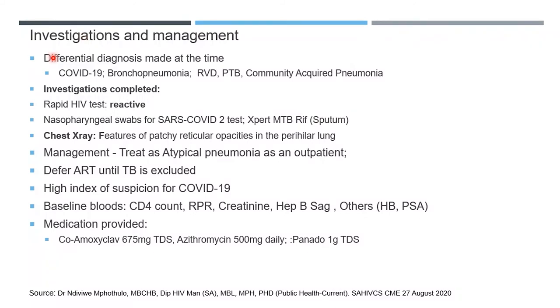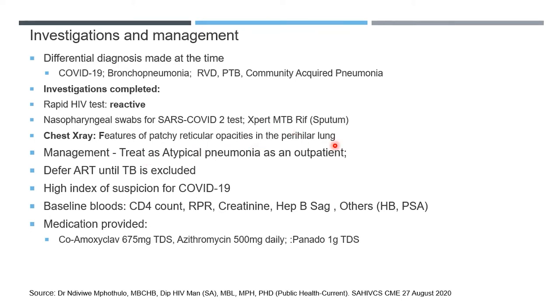What they had placed as their differential at the time, because this is the era of COVID, was COVID-19, a bronchopneumonia, the possibility that this would be RVD-related, a community-acquired pneumonia, and PTB would always be in the mix whenever we are considering any respiratory opportunistic infections. He tested HIV positive. He had the swabs done for SARS-CoV-2, and a GeneXpert done. His x-ray, which they hadn't provided, had features of patchy reticular opacities in the perihilar lung.